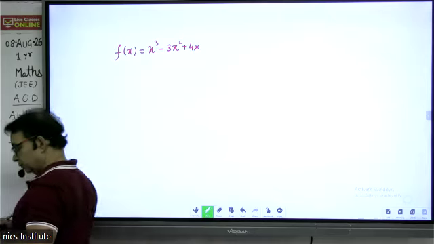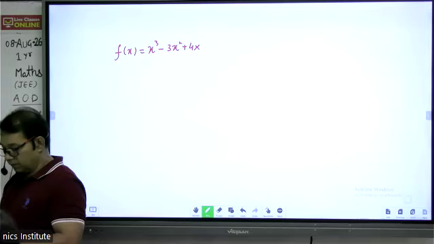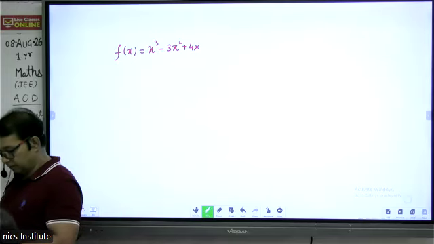Do the question. Function is x cube minus 3x square plus 4x. Find the intervals in which the function is increasing.